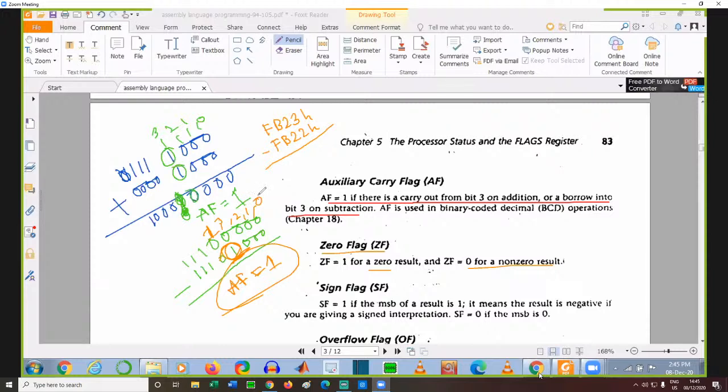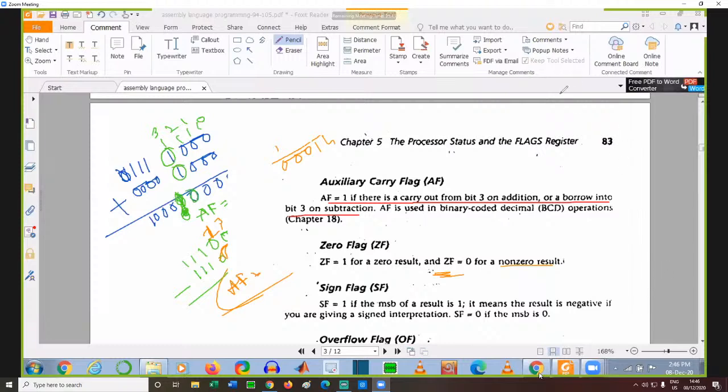0, sir. Why? Sir, the result will have a value, sir. Yes, so in this case the value of ZF equals 0 because the result is 0 0 0 1, right? That is the value, so it is a non-zero result. For non-zero results, ZF equals 0. Very simple. And after that, we have the sign flag.